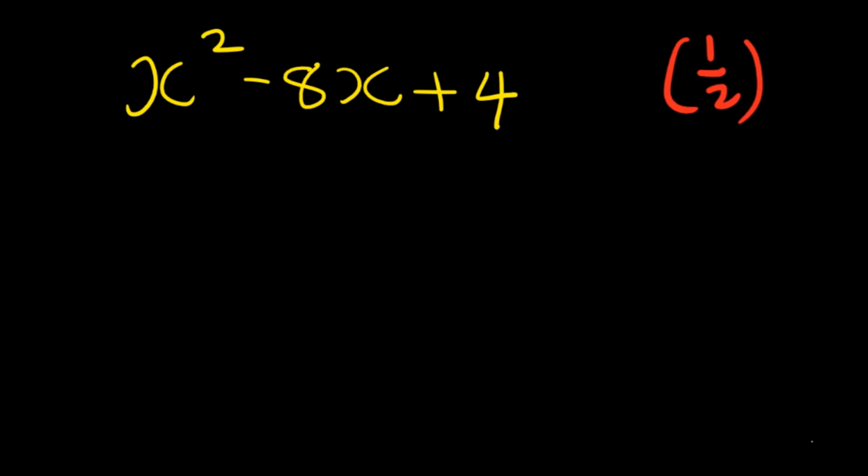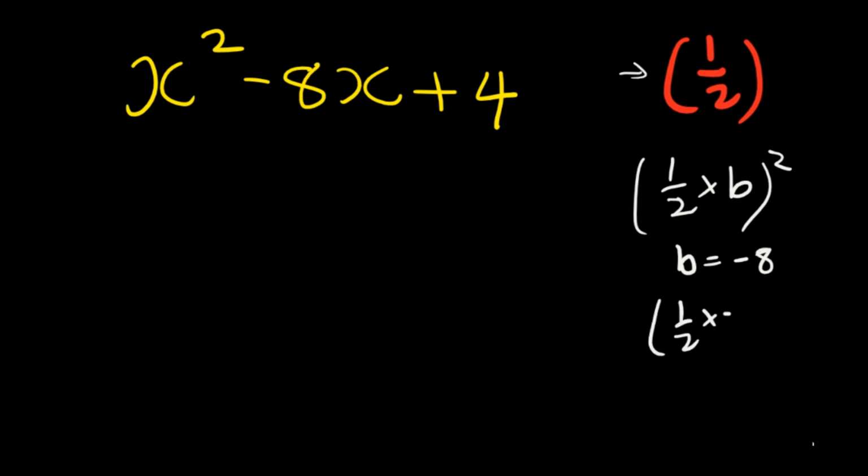So the first step that we're going to do here is we're going to say 1 over 2 multiplied by b. So this is just the general form. It's not this 1 over 2. Please take note. It's not this one. 1 over 2 multiplied by b. Our b in this case is equal to minus 8, right? So it's 1 over 2 multiplied by minus 8 all squared, which is minus 8 divided by 2, or you can say half multiplied by minus 8 is going to give you minus 4. It's going to be minus 4 all squared.